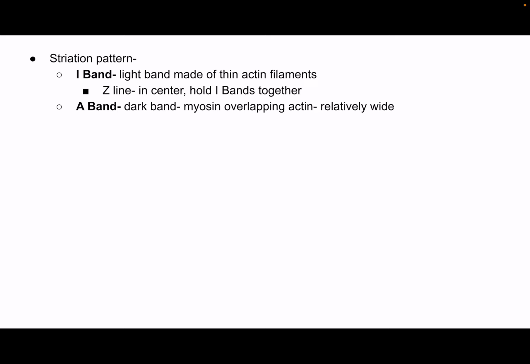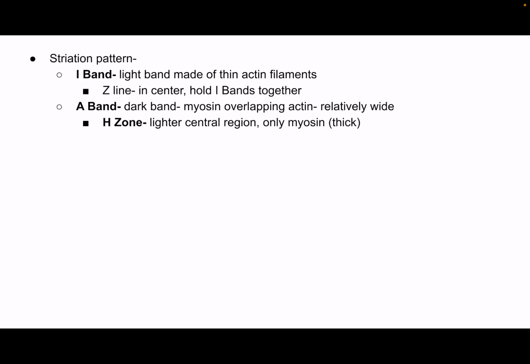The A band is the dark band. So A, dark has A in it. This is where it appears dark, obviously, and we have actin and myosin that overlap with each other. And this is a pretty wide band, and I'm going to show you a picture here in a minute.